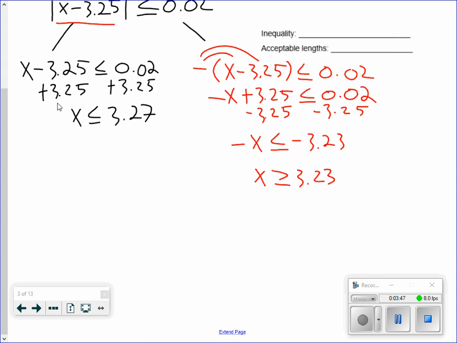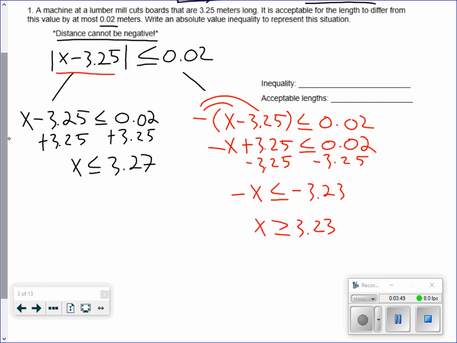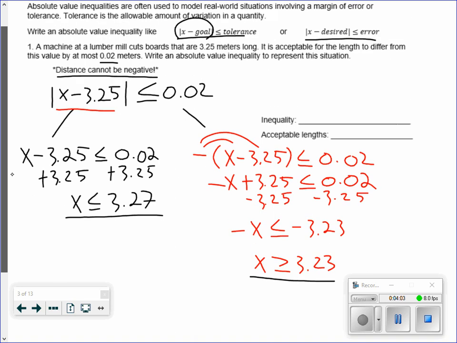So what these two inequalities are saying is that our x, or the length of our board, has to be less than or equal to 3.27 meters, and it also has to be greater than or equal to 3.23 meters. It has to be both. So that's how we're going to write our inequality. The length of our board has to be greater than or equal to 3.23 and less than or equal to 3.27. Or in other words, our acceptable lengths will be anything from 3.23 all the way to 3.27, right?